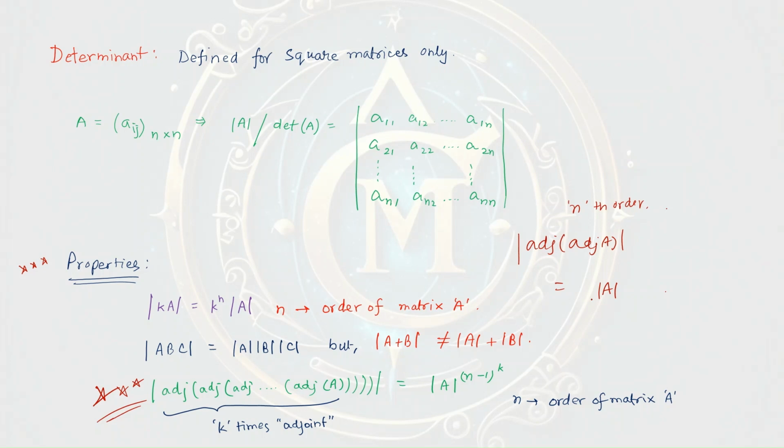Then it will be determinant of A whole to the power n minus 1, raised to the power. Now how many adjoints are there? There are two adjoints. So it will be n minus 1 whole square. For example, for n equal to 3, this will be determinant of A raised to the power 3 minus 1 is 2, 2 square. So determinant of A whole to the power 4. This you need to keep in mind.